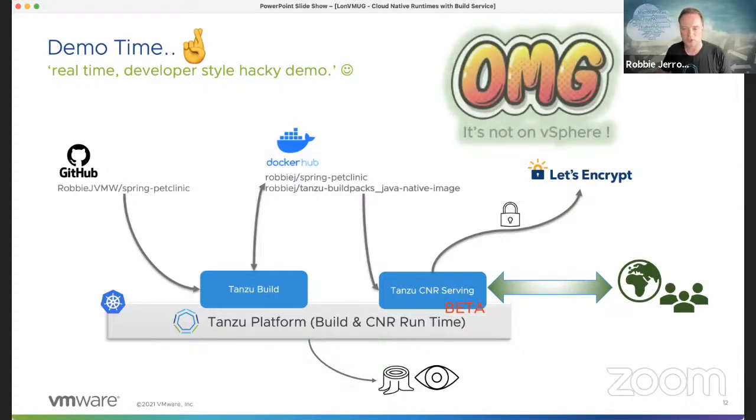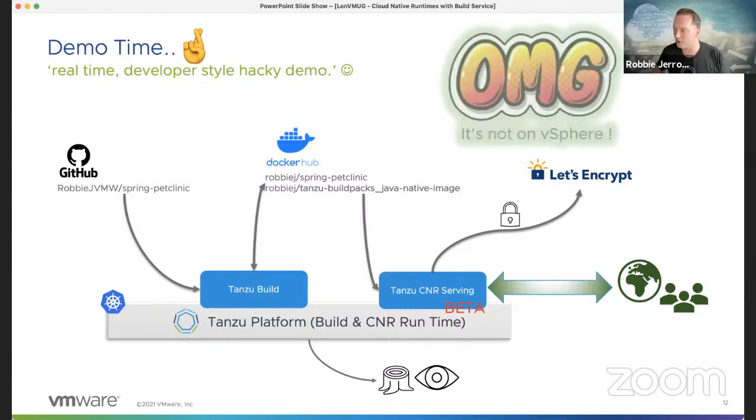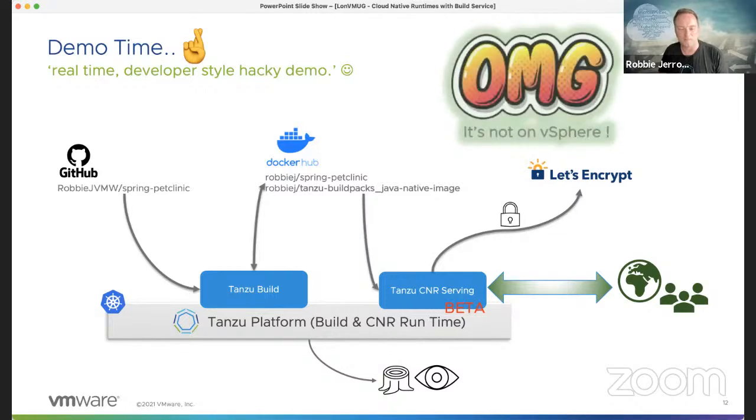So I'm going to switch. Oh yes, and none of this is on vSphere. I thought it'd be an interesting experiment. I normally build everything on vSphere and run everything on vSphere. Today I'm not doing anything on vSphere. This is Tanzu deployed onto AWS. This is certificates from Let's Encrypt. I'm not even using Harbor as my repo.